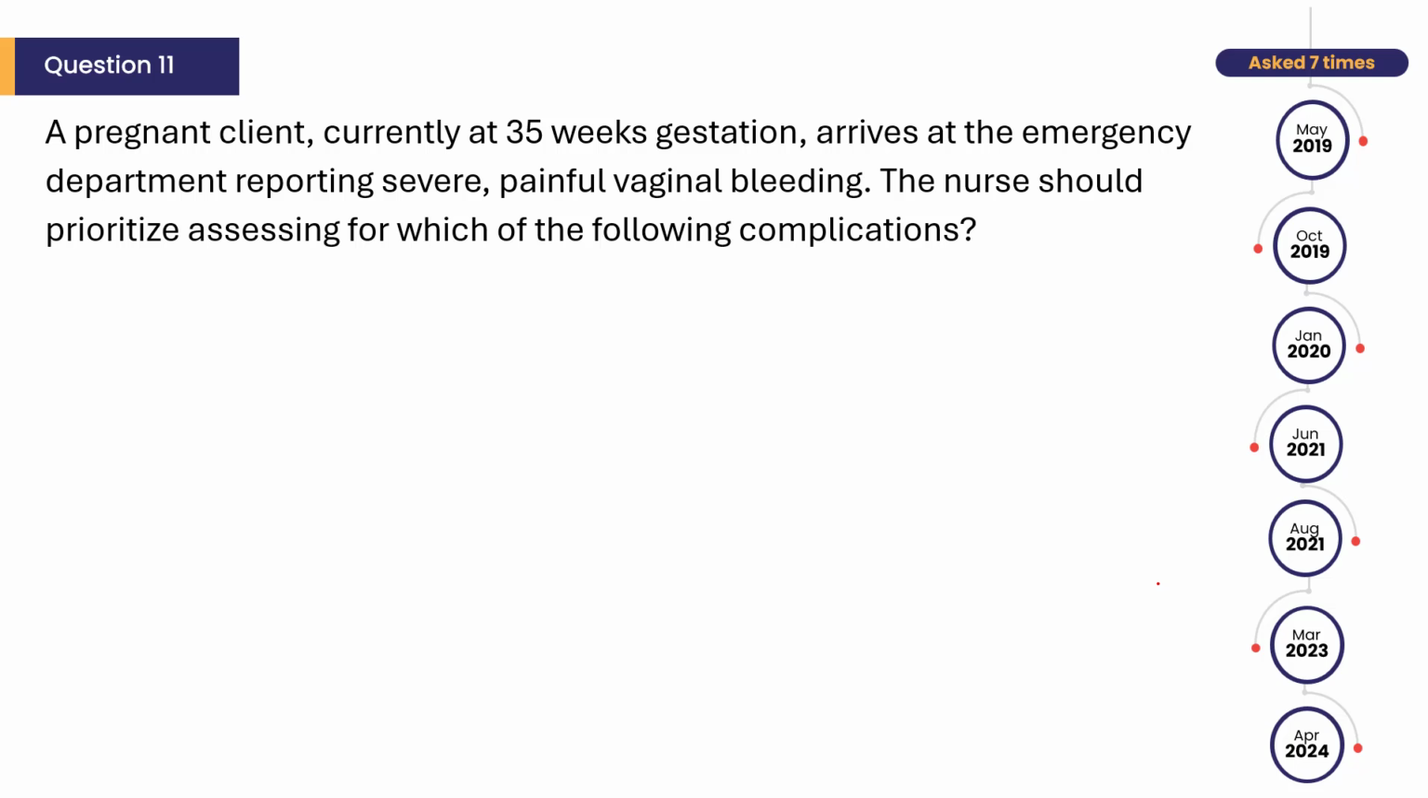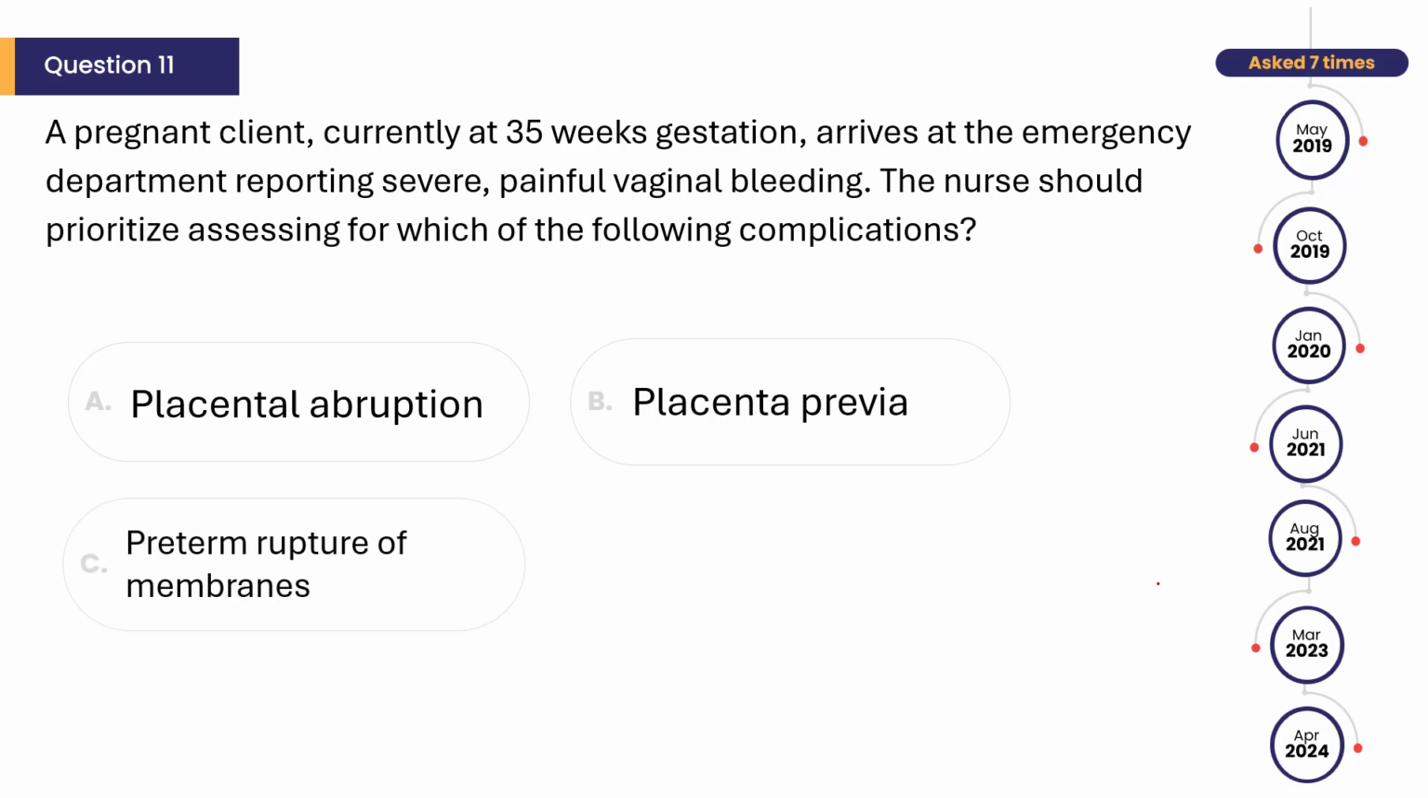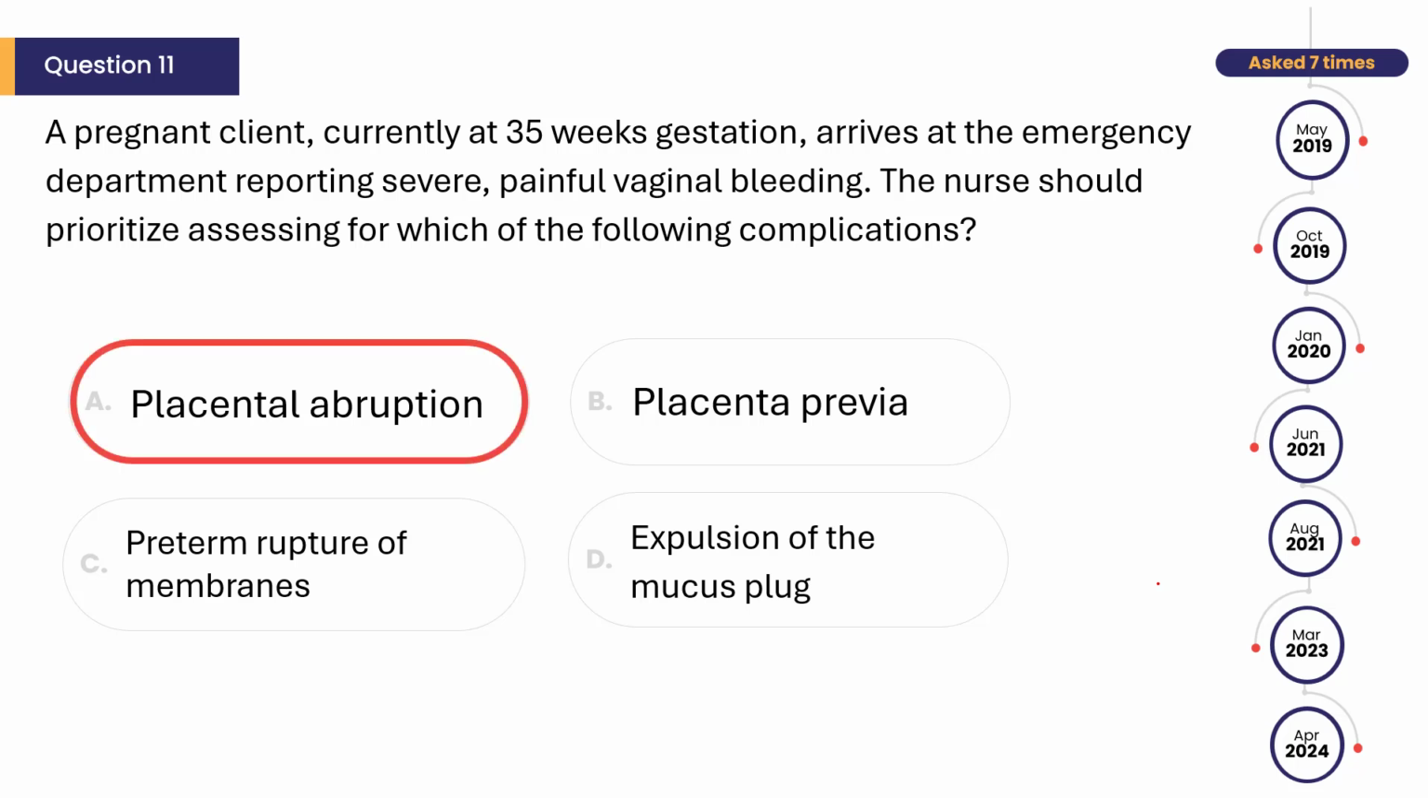A. Placental abruption. B. Placenta previa. C. Preterm rupture of membranes. D. Expulsion of the mucus plug. The correct answer is A. Placental abruption. A is correct.